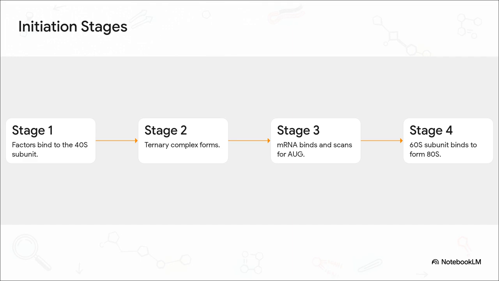Third, the mRNA binds, using its 5' methyl cap almost like a guide rail, and it scans along for that precise AUG start codon, which is located at a specific sequence called the Kozak consensus. Finally, the large 60S subunit locks in. When this is all complete, the initiator tRNA is sitting perfectly in what's called the P site of the ribosome, leaving the adjacent A site wide open and ready for business.